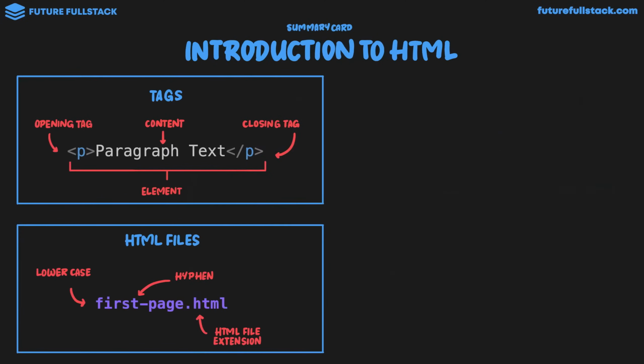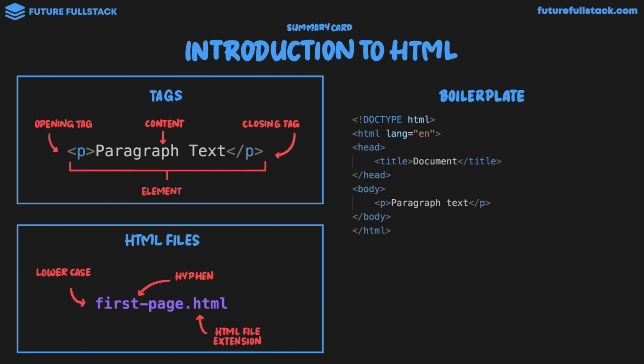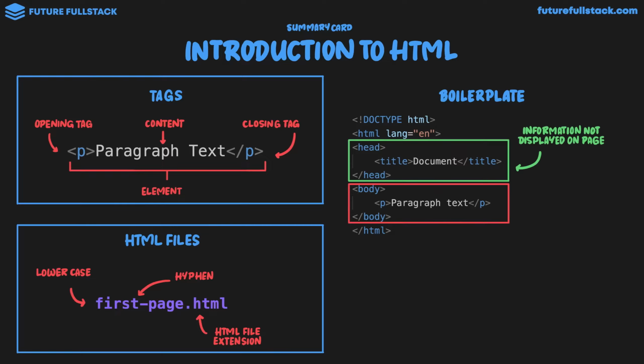So let's finish off by adding to our summary card. We looked at the HTML boilerplate. The major parts of the boilerplate were the head section, where information is not displayed on the page, and the body section, which is the content that is displayed on the page.